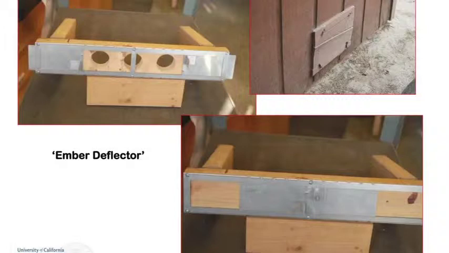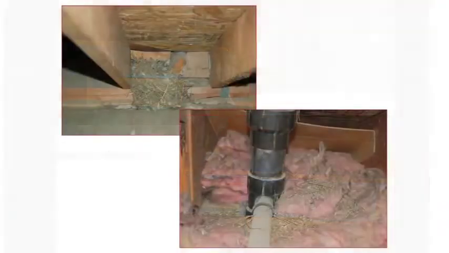Some devices are active, meaning you have to do something. This ember deflector is an example of that, where you have these doors that can close over certain kinds of vents. It's like an evacuation thing, you would close them. They're working on an automatic switch that'll close with a series of pulleys, or you can get the manual device on this thing called Ember Deflector.